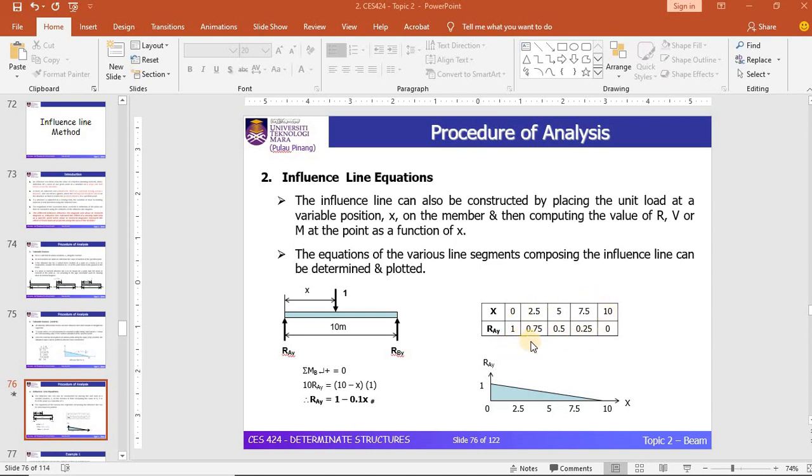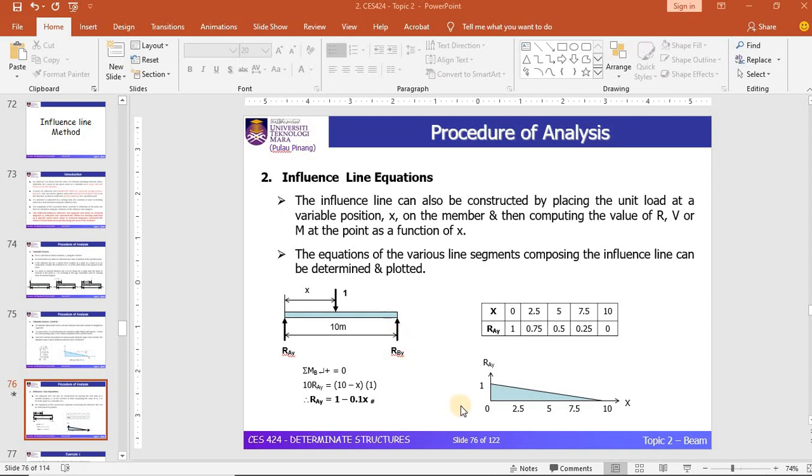And by using these values in the table, you can plot the graph of the ILD for the reaction at support A. You can simply use this particular diagram to indicate the critical value based on the position of the one unit load along the beam.